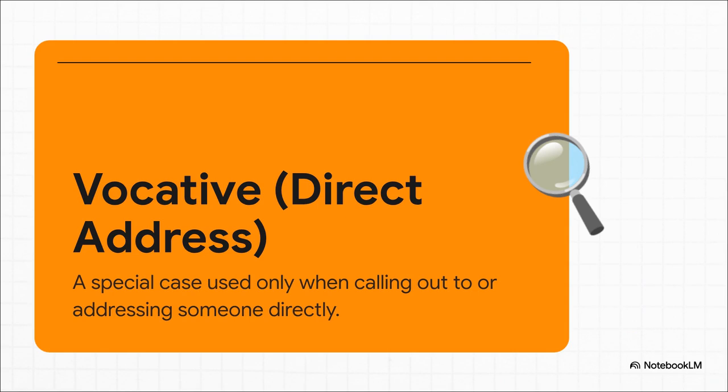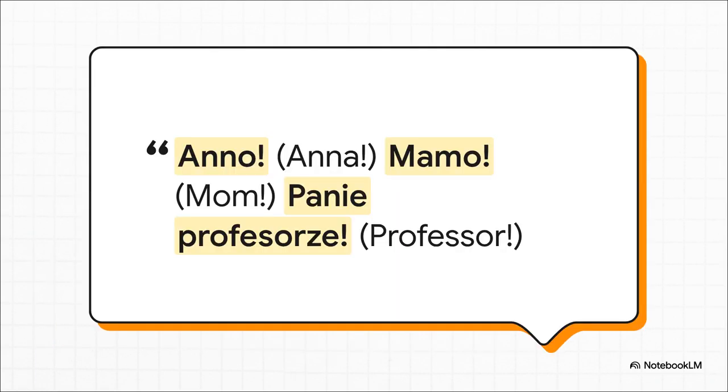And before we wrap up, I have to show you one last case. It's my personal favorite because it's so human. It's called the vocative, and its only job is for when you're calling out to someone or addressing them directly. So in Polish, if you want to get Anna's attention, you don't shout Anna, you call out Ano. If you're calling for your mom, you say mamo. Even when you formally address a professor, you say pane profesorze. It's a piece of grammar that is literally dedicated to making a direct personal connection with someone.